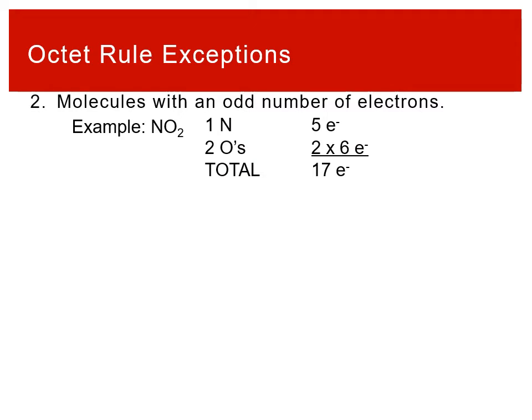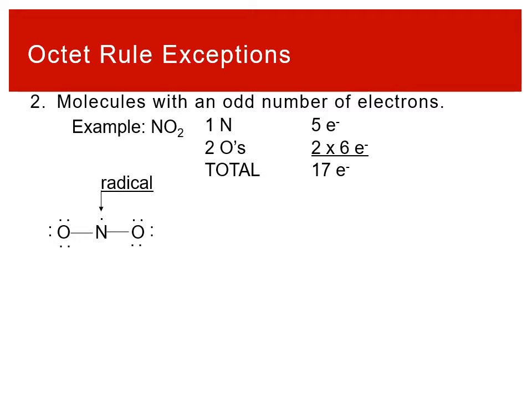Nitrogen has 5 electrons, 2 oxygens, each with 6, gives us 17 total electrons. Nitrogen's going to be in the middle, bond out to each of our oxygens, put the lone pairs out on the oxygen. We have a total of 16 electrons there, so we have 1 electron left. It goes on to nitrogen. Nitrogen doesn't have a full octet yet. It's not necessarily not a full valence. We want to get it there, and so this is going to be a radical.